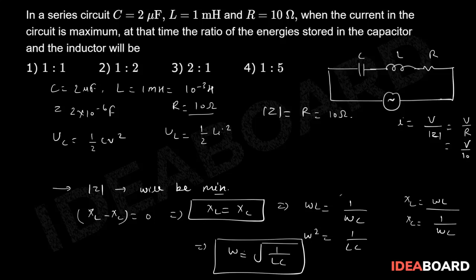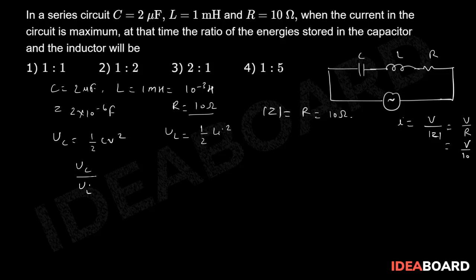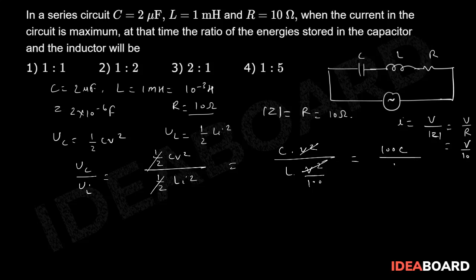Perfect. So now we need the ratio, right? Take the ratio of these, capacitor to inductor. UC upon UL, which will be half CV square divided by half L into I square. So this half will be cancelled out, and this is going to be C into V square upon L into I square. I is equal to V by 10, so this will be V square upon 100. So this V square is cancelled out. This will be 100 C by L only.